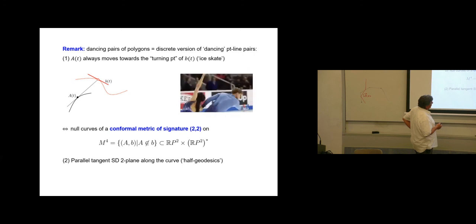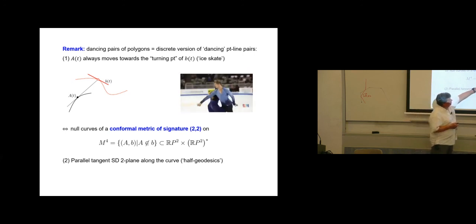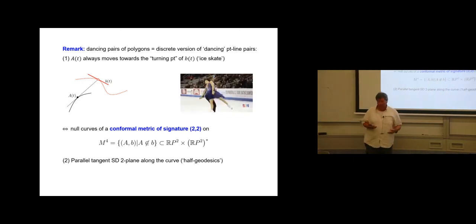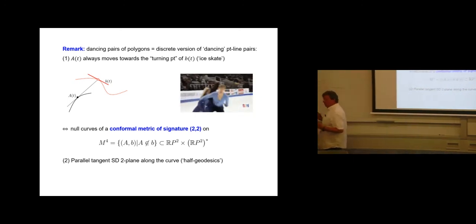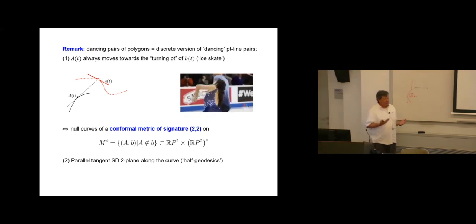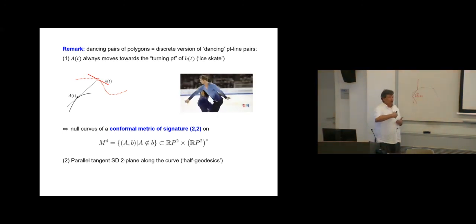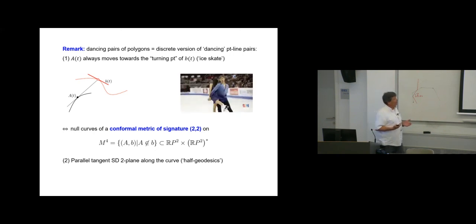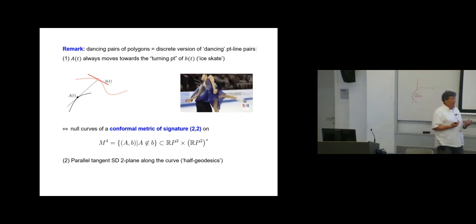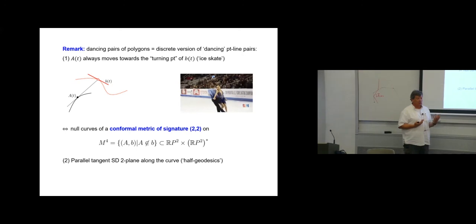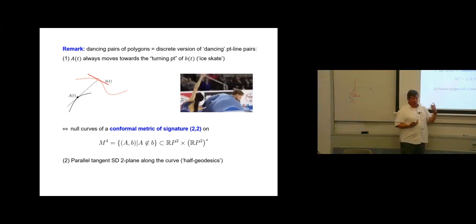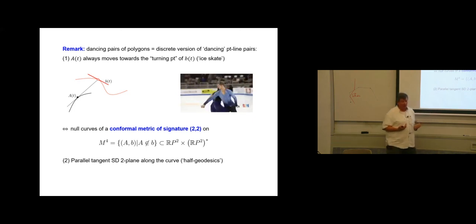point, line. This condition is, again, a kind of non-holonomic condition: the point always moves in the direction of the turning point of the line. This condition turns out to be the condition of being tangent to some distribution of quadratic cones on this four-manifold of non-incident pairs, point, line.